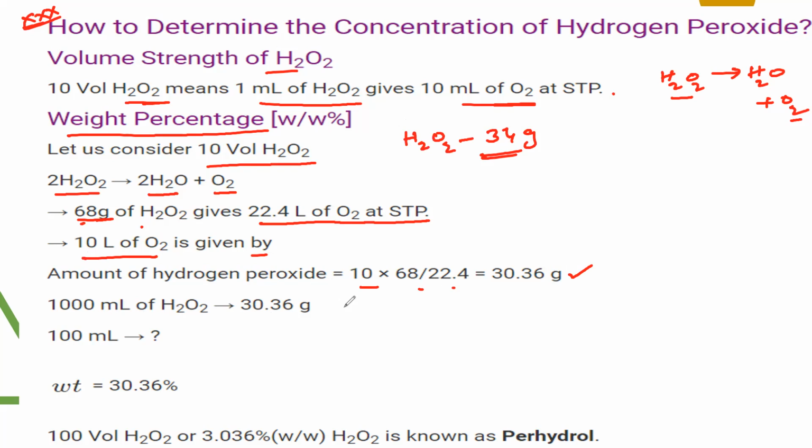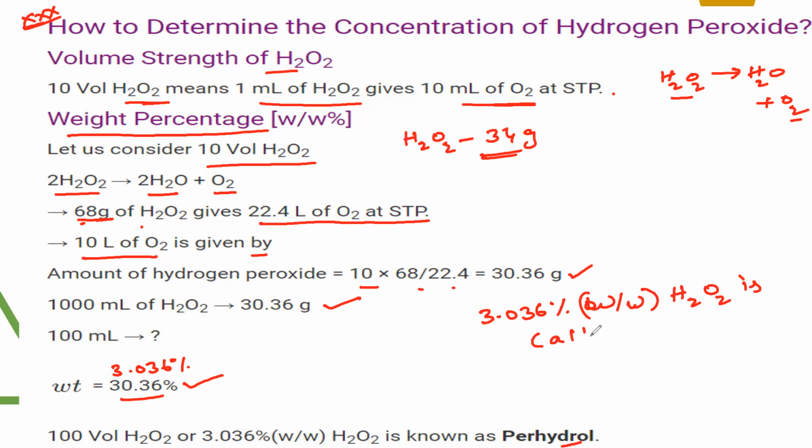So 1000 ml of H2O2 gives 30.36 grams, so 100 ml gives 3.036%. So 10 volume H2O2 is 3.036%. What is perhydrol? 30% weight by weight of hydrogen peroxide is called perhydrol. Very, very important, this perhydrol. This is how the volume strength of hydrogen peroxide has been calculated.